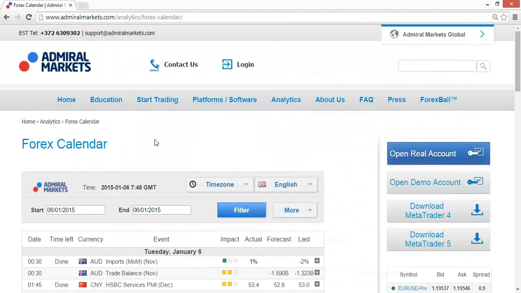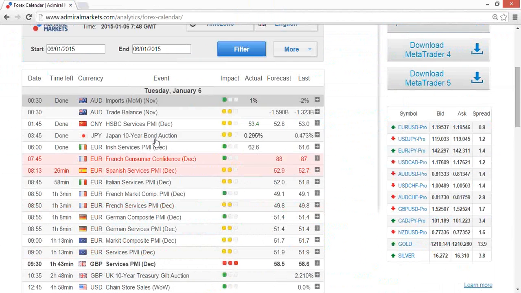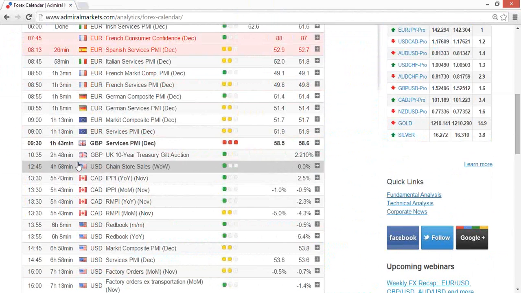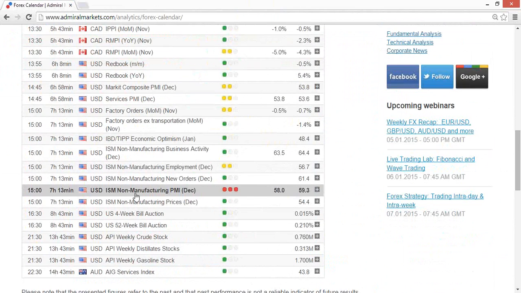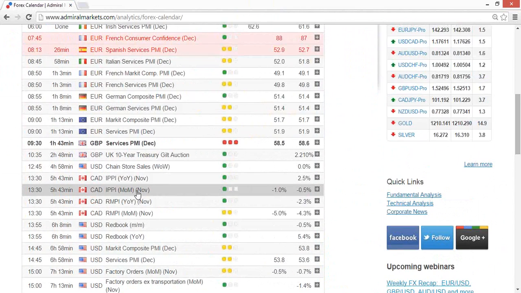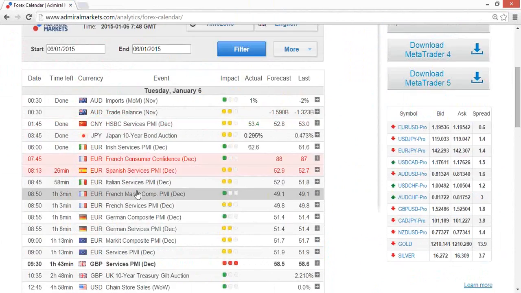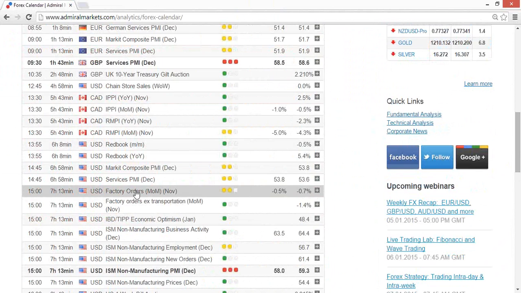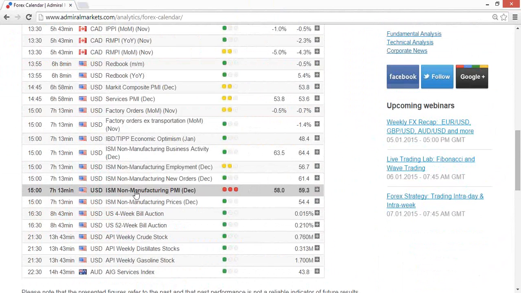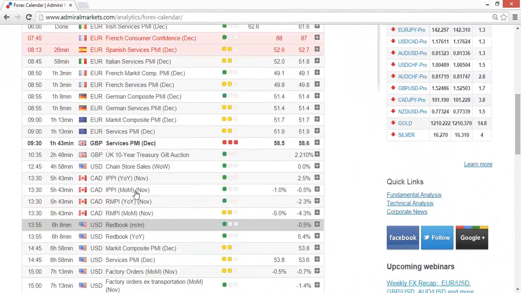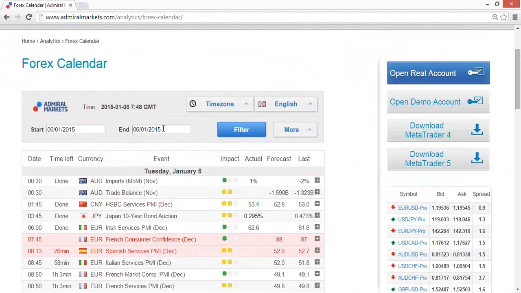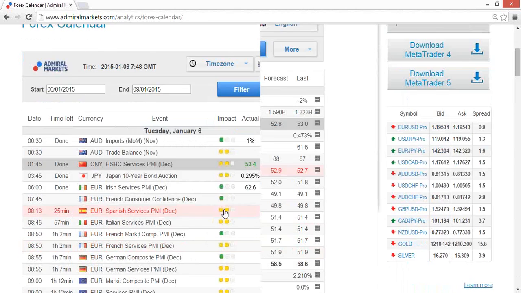the calendar first of all, quickly. We have pound services in our London session here, 1 hour 43 minutes, and PMI on the dollar as well. Alrighty. Well, nothing spectacular. It will be interesting to see what the PMI numbers are. I think they'll have their usual smaller effects, maybe even bigger effects. Let's take a look at the whole week and see if there are any big events that we should be aware of.